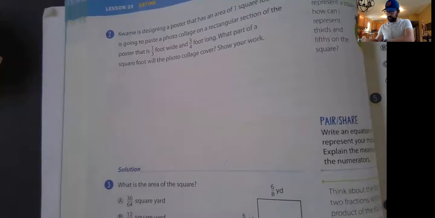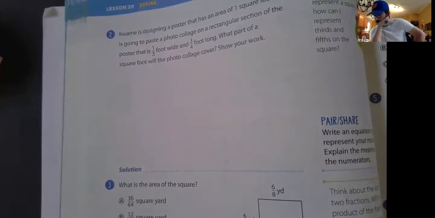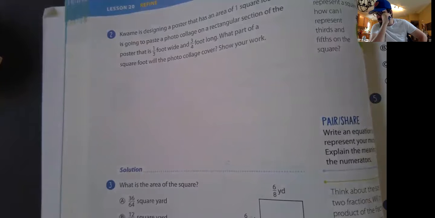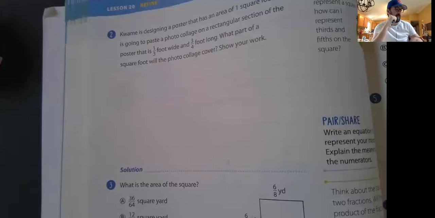It says, Kwame is designing a poster that has an area of 1 square foot. He is going to paste a photo collage of a rectangular section of the poster that is 1/3 foot wide and 3/4 foot long. What part of a square foot will the photo collage cover? Show your work.